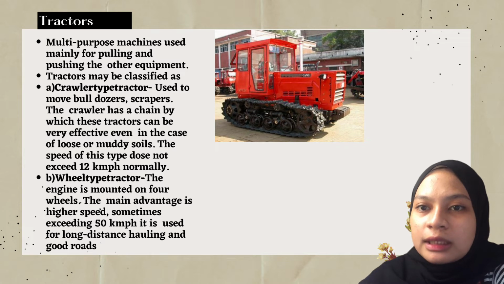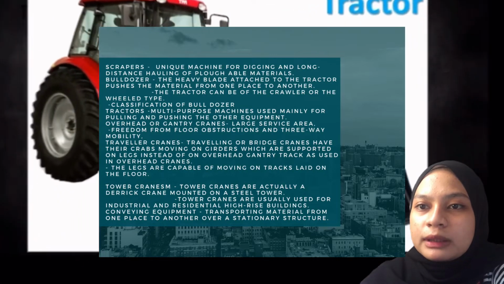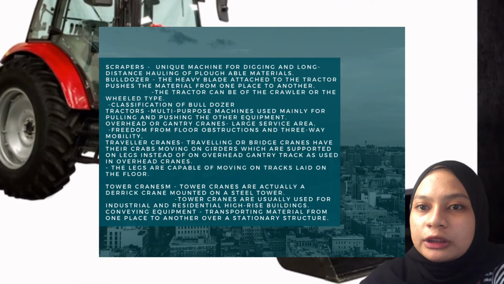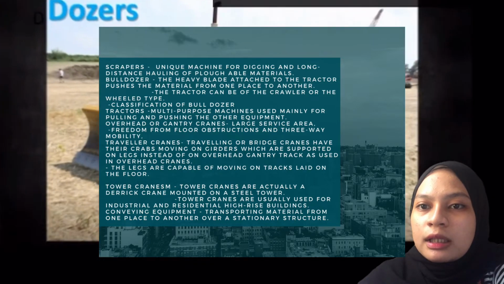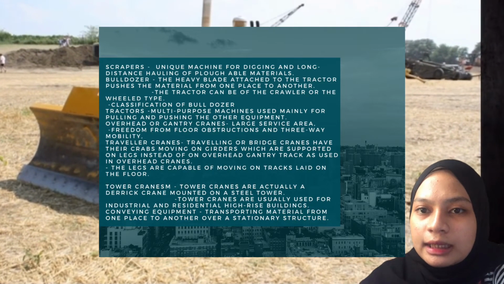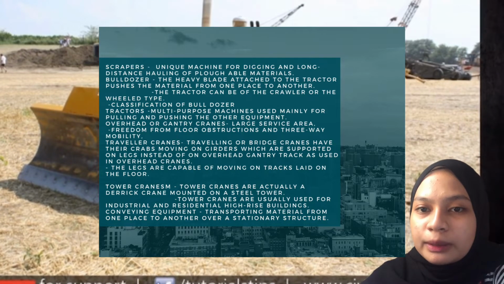Overhead or gantry cranes: large service area, freedom from floor obstruction, and three-way mobility. Traveler cranes: traveler or bridge cranes have their crab moving on girders which are supported on legs instead of on overhead. Gantry track is used in overhead cranes. The legs are capable of moving on tracks laid on the floor.